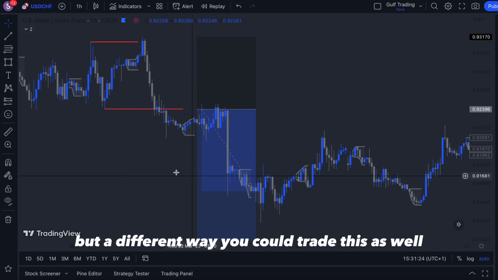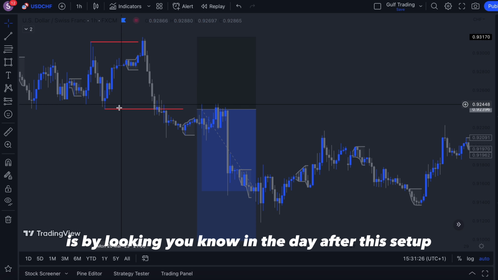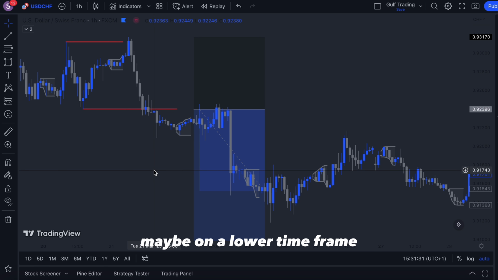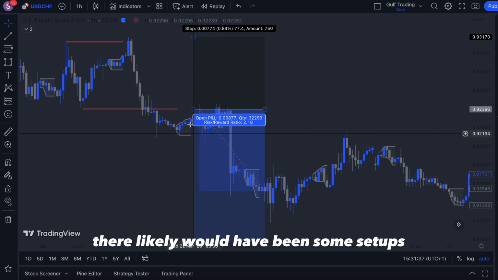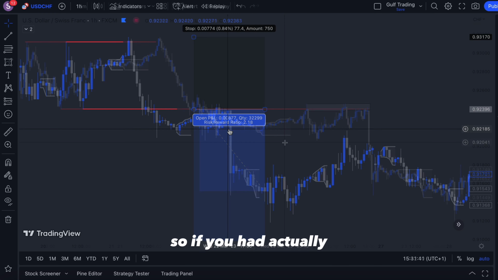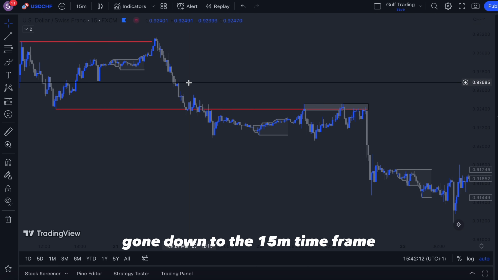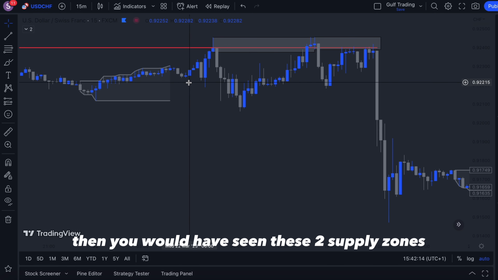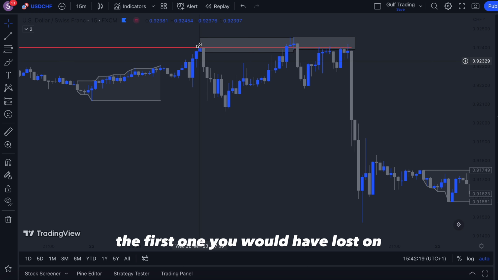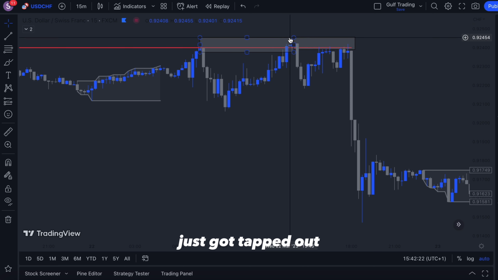But a different way you could trade this as well is by looking, you know, in the day after this setup. You could try and go short somewhere in this session, maybe on a lower time frame. There likely would have been some setups maybe on the 5-minute in here, if you have a strategy that works on that. And so if you had actually gone down to the 50-minute time frame, then you would have seen these two supply zones that you could have got in from after this point had been touched. The first one you would have lost on, just got tapped out.